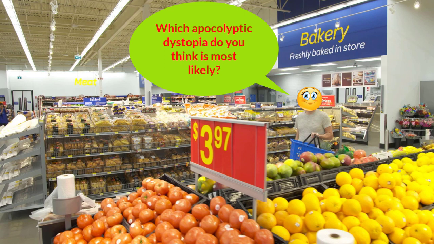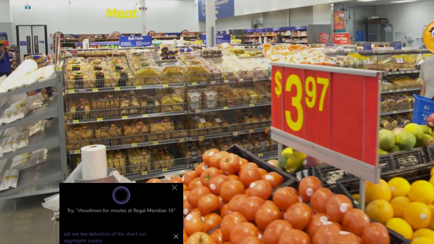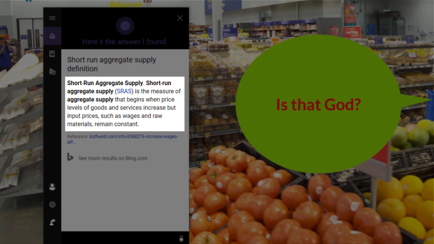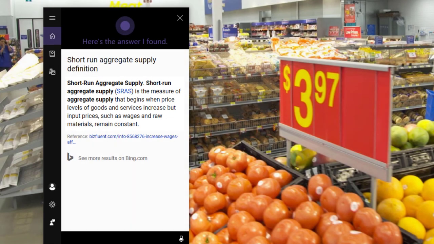Consider the technical definition of the short run. Hey Cortana, what's the definition of the short run aggregate supply? LRAS is the measure of aggregate supply that begins when price levels of goods and services increase but input prices, such as wages and raw materials, remain constant. Let's make sure you understand that definition.